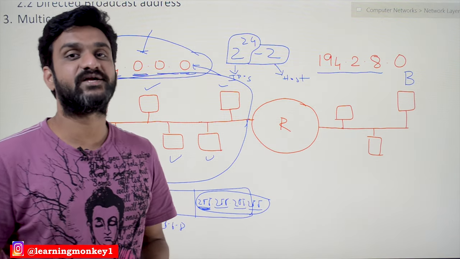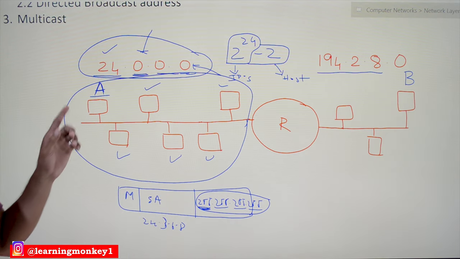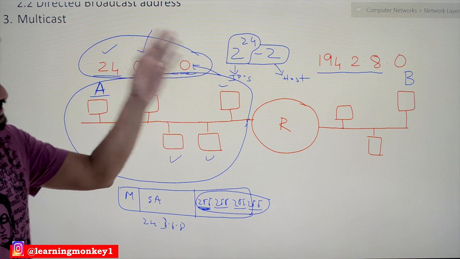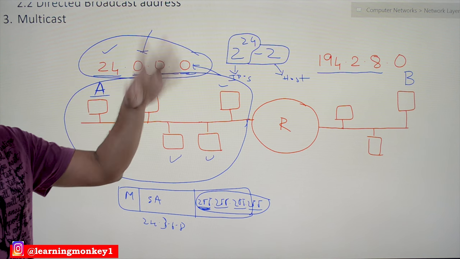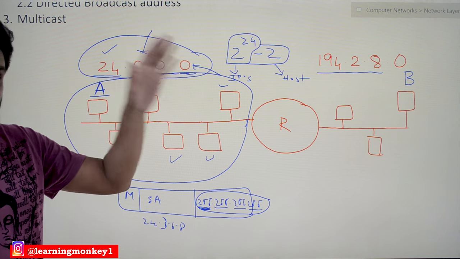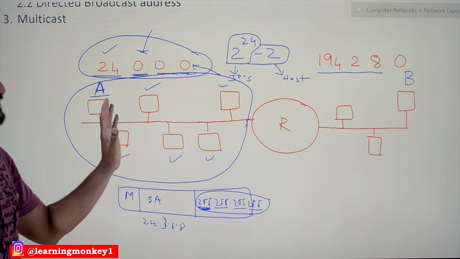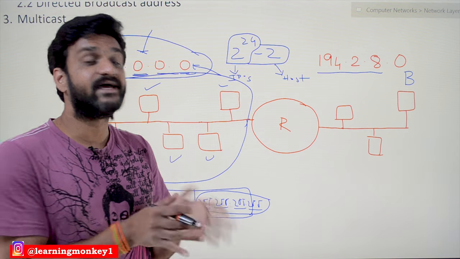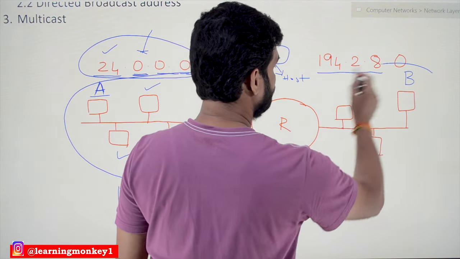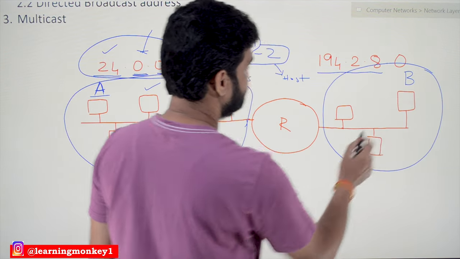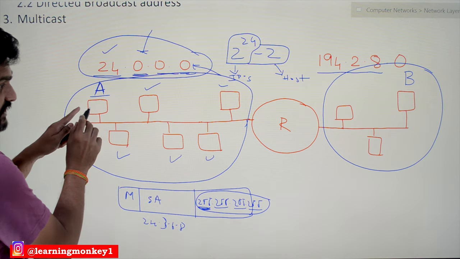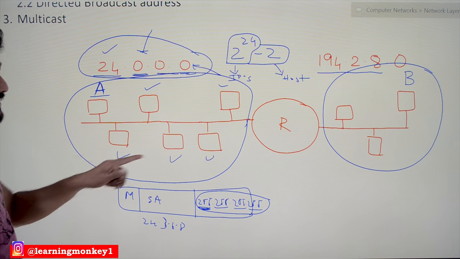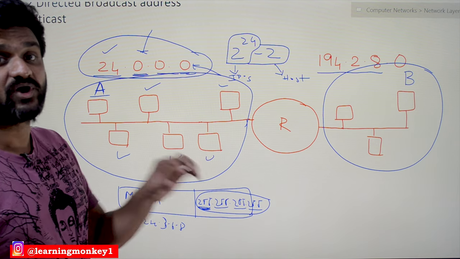So what this directed broadcasting is, if you want to send the message from this network to another network, to all the systems in that network. So the concept is, if you want to broadcast the message in another network, then it is what we call directed broadcasting. If A wants to transmit a message to all the systems in that network, then it is what we call directed broadcasting.